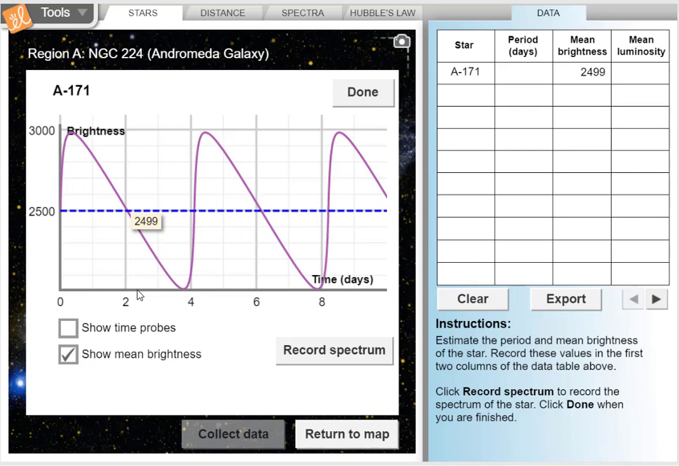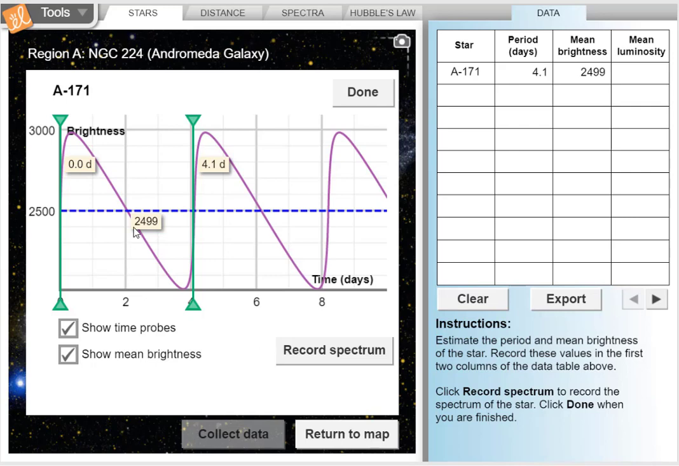this wavelength to happen. So when I click time probes, I'm going to get two probes, and I can put them at different places on this graph. So I'm going to put this time probe at 0 on this graph, and I'm going to put the other time probe at the next time it reaches that mean brightness, so at equilibrium. So I can see now the difference between 4 and 0 is 4.1 days, which tells me there's a period of 4.1 days for this graph.